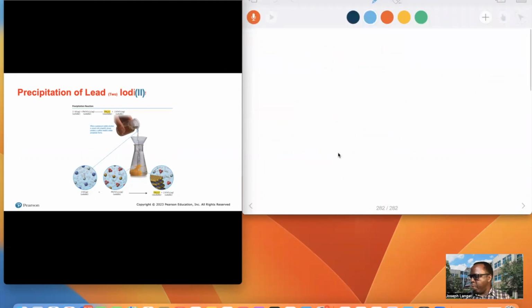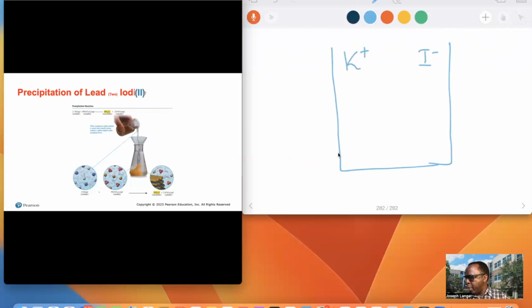This is a double replacement reaction in the sense that you should visualize this as: in reagent 1, we have potassium, we have iodide. In reagent 2, we have lead 2 ion, which is the cation, and then the nitrate 1 negative. That is the formula for nitrate. You should learn the polyatomic ions.